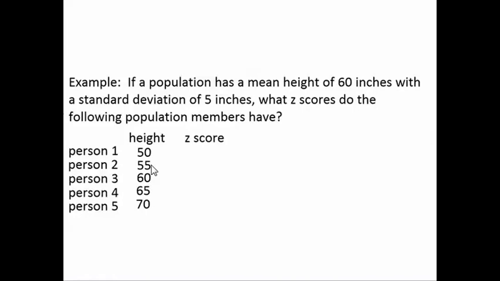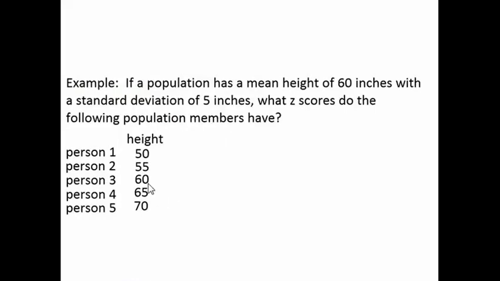We're imagining that these 5 people come from a population in which the mean height is 60 inches and the standard deviation is 5 inches. Let's start by finding the z-score of person 1. Person 1 is 50 inches tall, so person 1 is 10 inches below the mean of 60. In order to find out the z-score of person 1, we have to find out how many standard deviations person 1 falls below the mean.